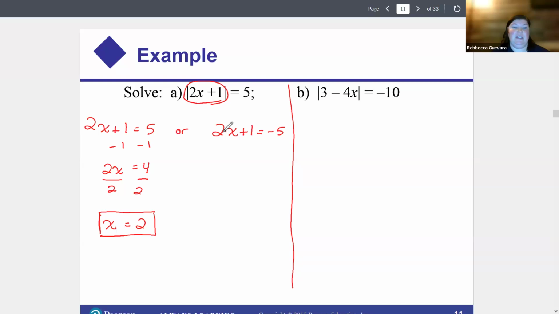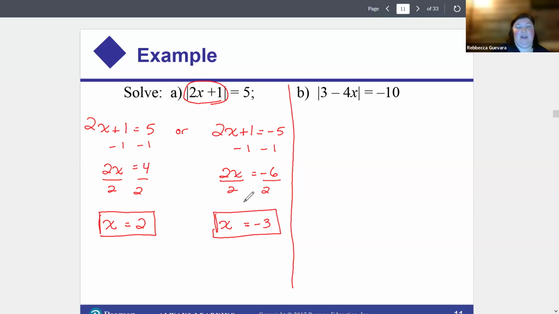My other option here is that 2x plus 1 equals negative 5. So we subtract 1 from both sides. We get 2x is equal to negative 6. Divide both sides by 2, and we're going to get x is equal to negative 3. This one also makes sense because 2 times negative 3 is negative 6, plus the 1 would leave me with a negative 5. Absolute value of negative 5 is 5. So usually when you're solving these, you're not going to end up with two integer responses. Frequently one is a fraction, just to be aware of that.